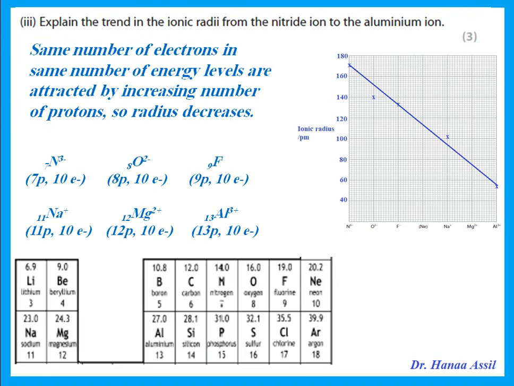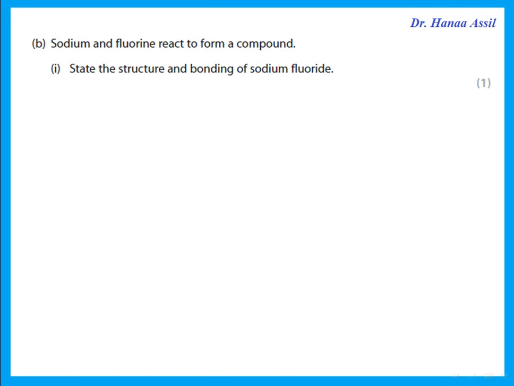Because we have the same number of electrons, same number of energy levels, but they are attracted by increasing number of protons, and that is why the radius is decreasing.